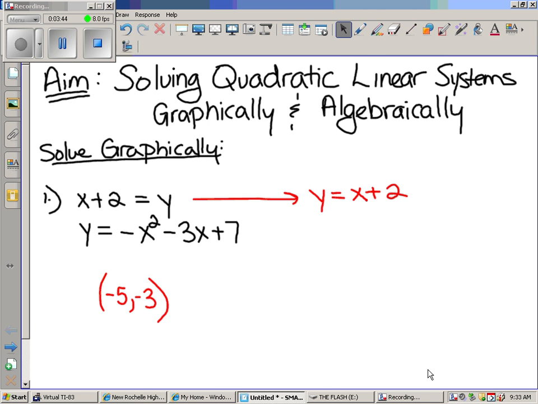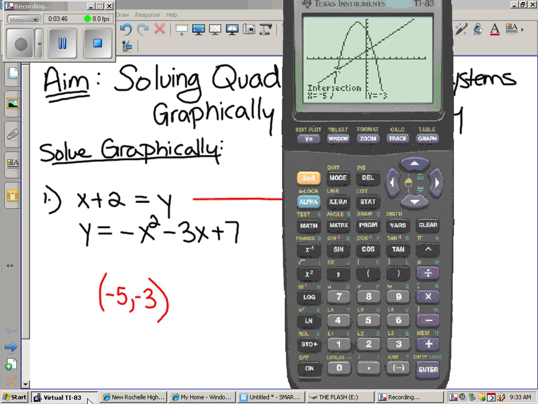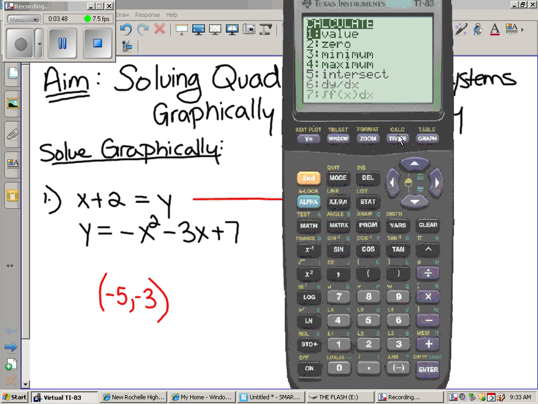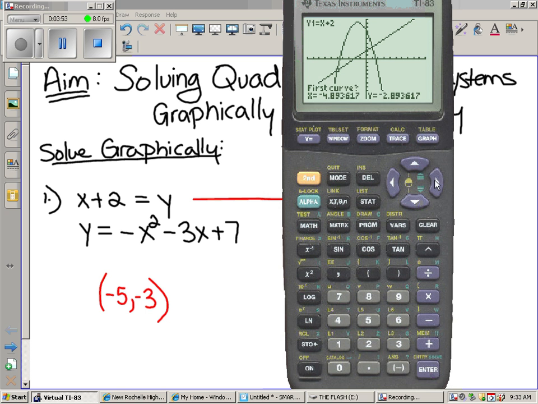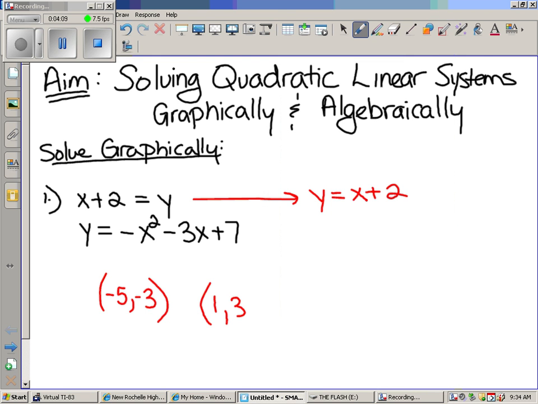Here's my calculator. You have to go second, calc again, intersect. And then you want to move down near the other one. Move down over here, hit enter 1, 2, 3. And that's it. And then we'll put our solution set brackets around them, and that's how we do it.